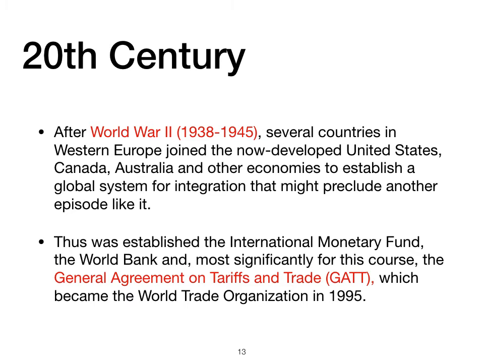In the 20th century, after World War II, several countries, now developed, like the United States, Canada, and Australia, and other economies, joined to establish a global system for integration. Globalization also brought forward some big organizations such as the International Monetary Fund, the IMF, the World Bank, and significantly the General Agreement on Tariffs and Trade, which became the World Trade Organization. These are some mega institutions that were formed as a result of globalization.